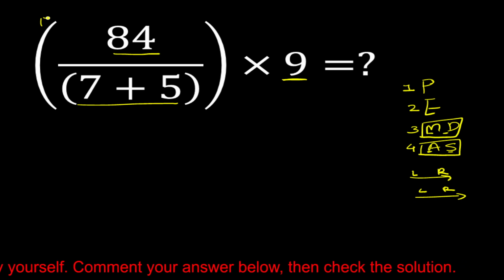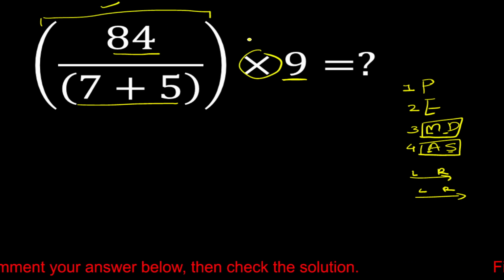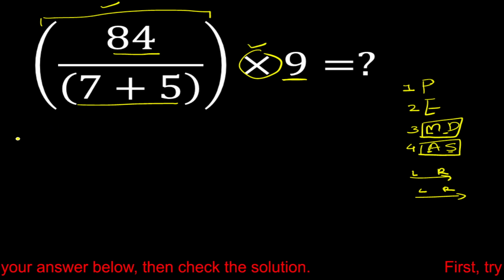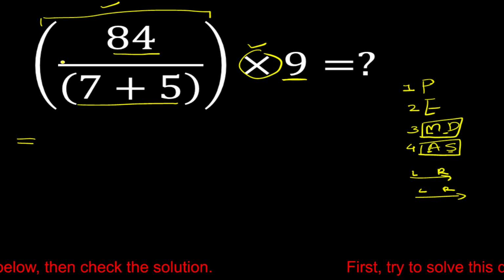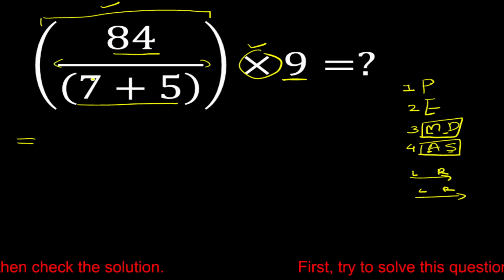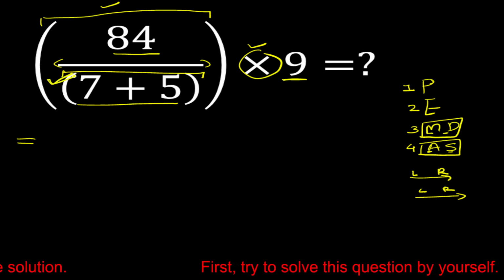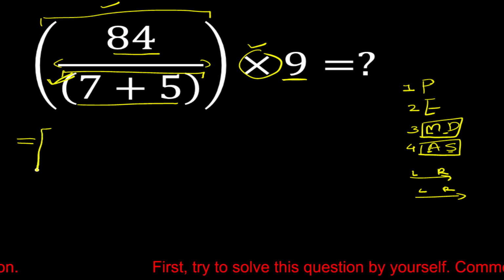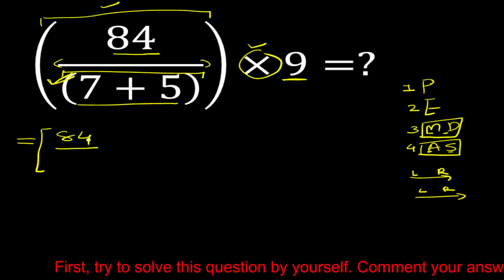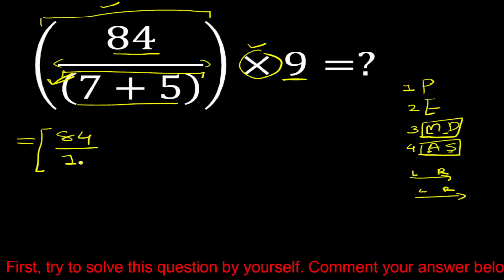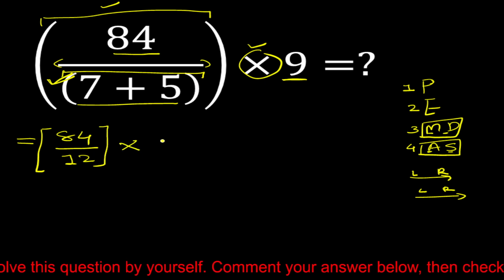In this question, we have one parenthesis and one multiplication. First priority is parentheses, then we have to solve multiplication. So now solve this parenthesis. In this parenthesis, there is one division and another parenthesis. So first priority is parentheses, so we have to solve this parenthesis. So 84 divided by, now solve this parenthesis, 7 plus 5 is equal to 12. Multiply 9.